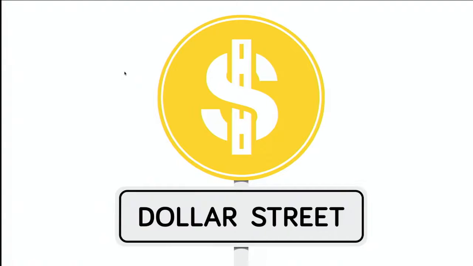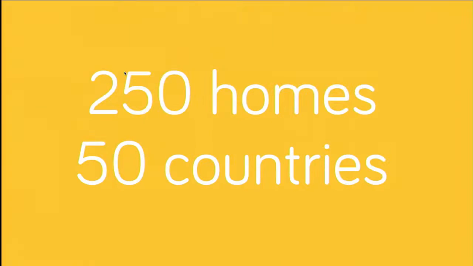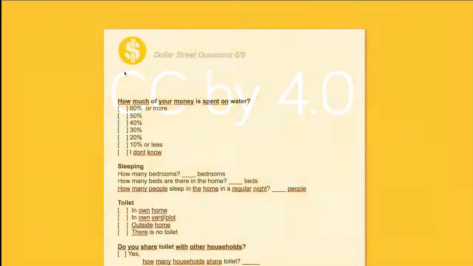So the Dollar Street concept, what do we have today? Well, today we have 250 homes from 50 countries. They are all under CC, so all of you can go to the website and you can use it however you like, but you can also download the imagery if you need to use it for something. And you can also help us gather more homes.